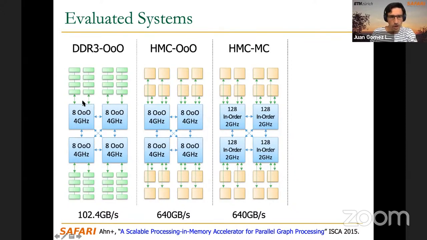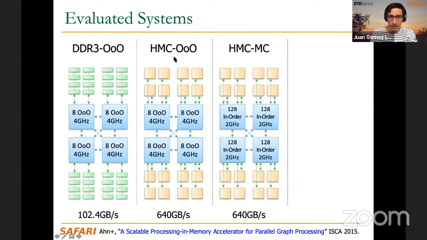Each of them has a total of 32 out of order cores running at 4 GHz. And the difference between these two is the memory that is in the system. In the simplest case, we are using DDR3 memory, which is more conventional and provides a bandwidth that is not so bad, more than 100 gigabytes per second, but definitely not enough for the type of computation that we are targeting in this work.